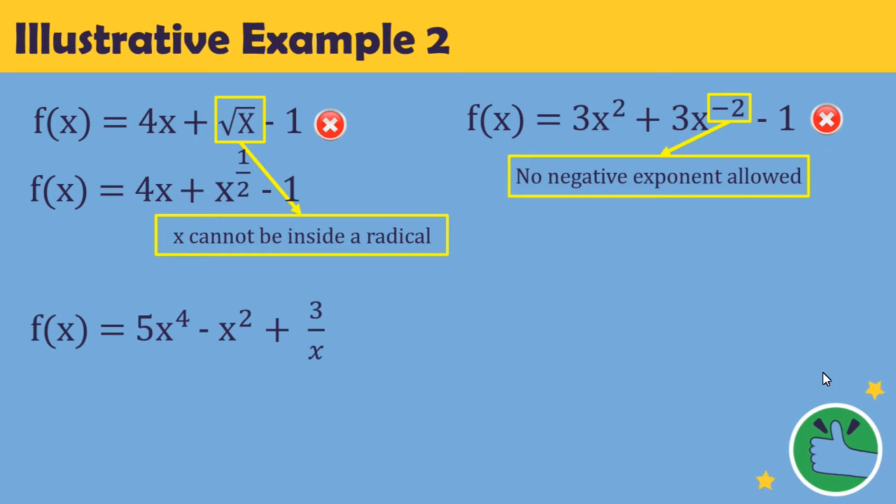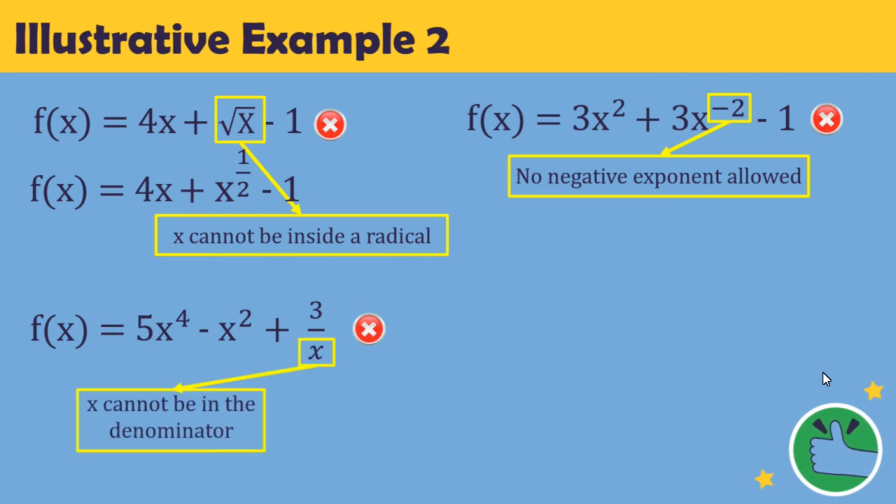Next, f of x is equal to 5x raised to 4 minus x squared plus 3 over x. Do you think this is an example of a polynomial function or not? You are correct. This is not an example of a polynomial function. Why? Because x cannot be in the denominator.